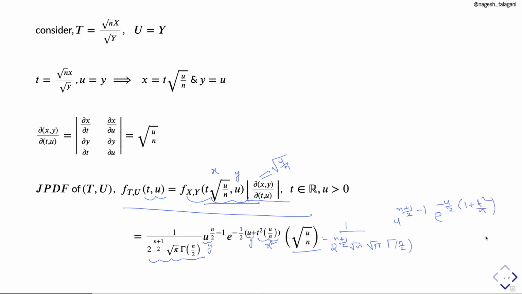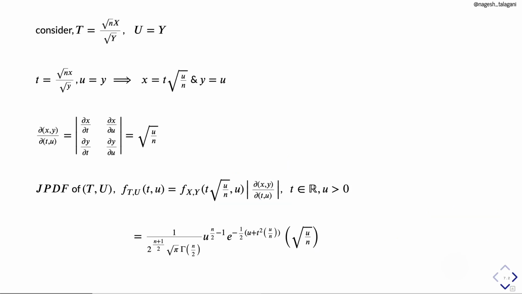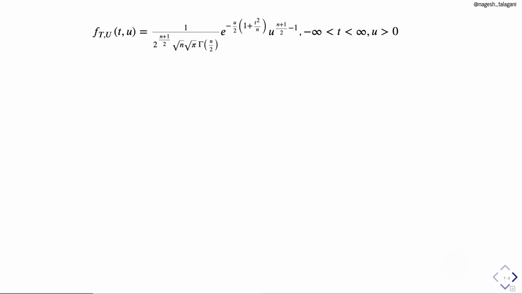Okay, this is the joint PDF of T and U. So this is the joint PDF of T and U for minus infinity less than t less than infinity and u positive, and 0 otherwise. Okay, fine.